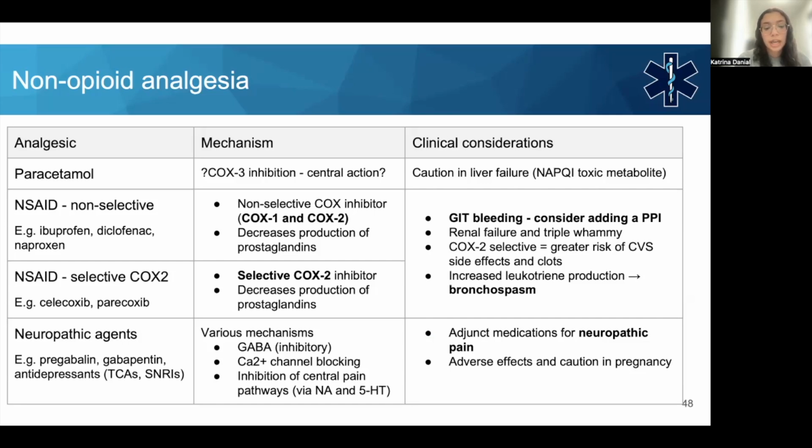And then the adjunct agents that we can add, especially for neuropathic type pain, are pregabalin and gabapentin, which have an inhibitory effect at GABA, or certain antidepressants like your tricyclics or your SNRIs can also help for neuropathic pain, or for patients who have more complex pain where their brain has been sensitized to chronic pain over a long period of time.